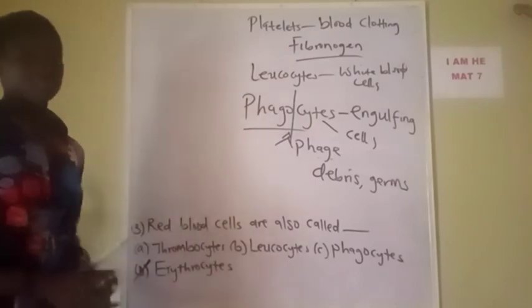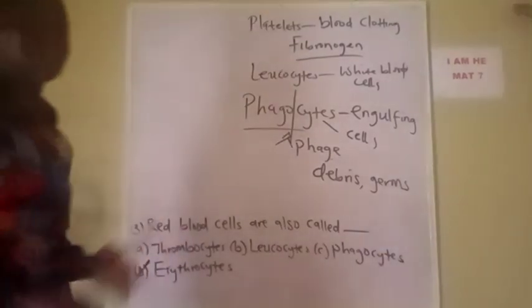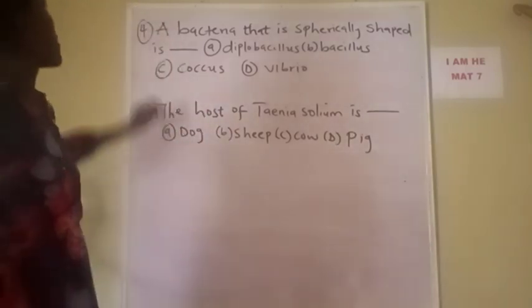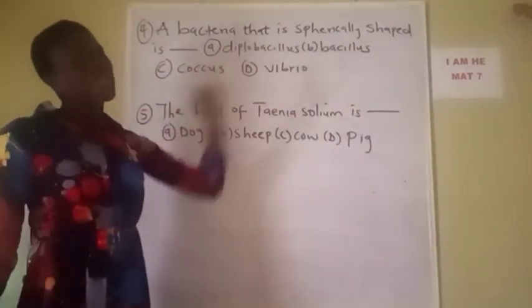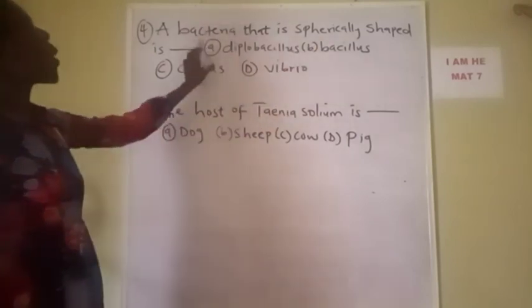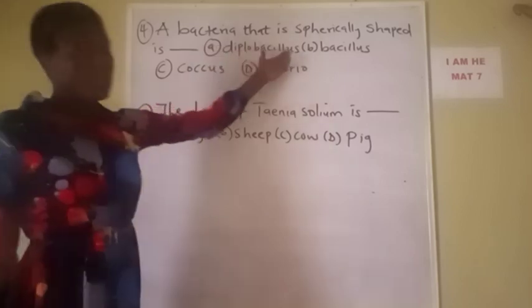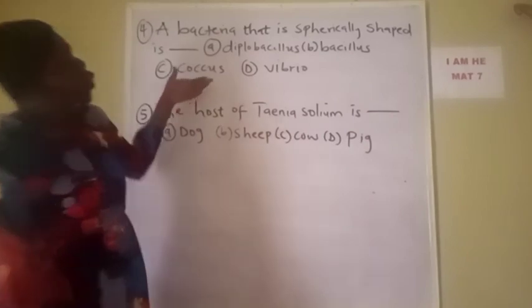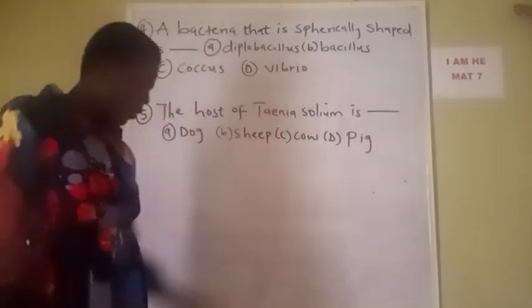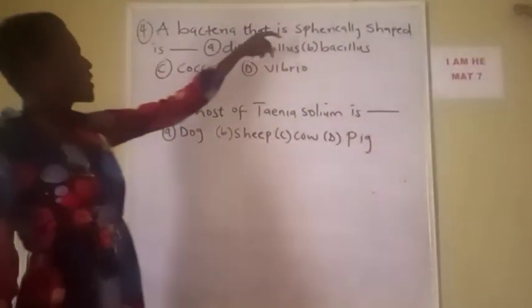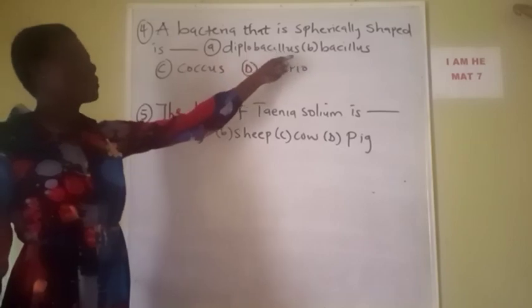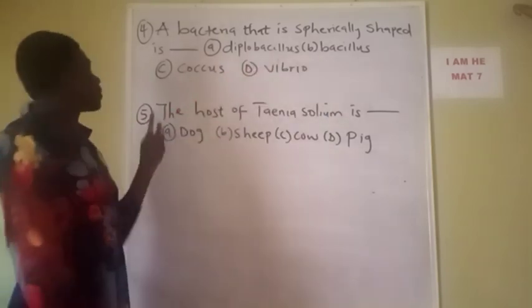Okay, so this is it. So let's go back to the next question. The next question says a bacteria that is spherically shaped is called dash. A. Diplobacillus. B. Bacillus. C. Coccus. D. Vibrio. Okay. A bacteria that is spherically shaped is called what?